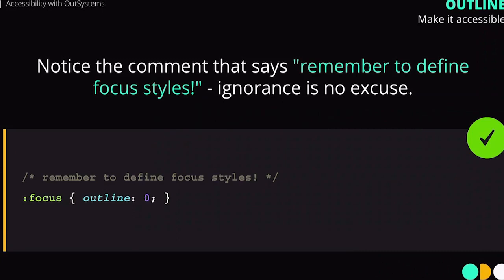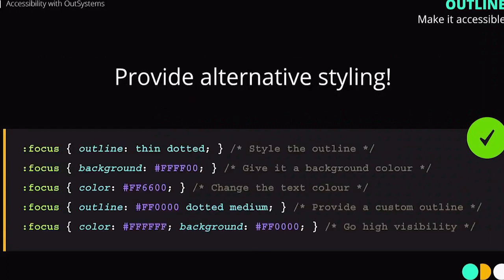So we have some tips and tricks. You can put it at 0, and we pass the guideline, but it's not accessible. Okay? But you can pass the guideline. So what I say is, always provide an alternative styling. You can put a background color. You can change the color. You can put some line, thin and dotted. And this is better for the developer.